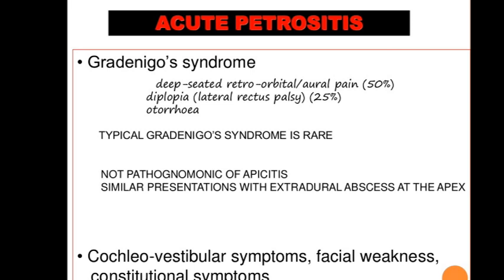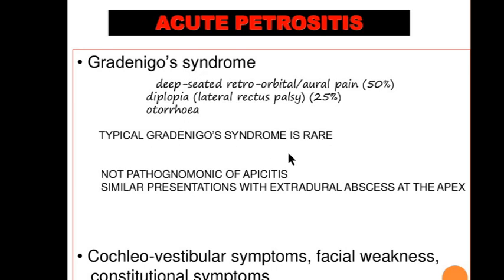Second feature, please remember the petrous apex is very closely related with 2 prominent cranial nerves. One is the 6th cranial nerve and one is the 5th cranial nerve. So 6th cranial nerve involvement leads to diplopia or lateral rectus palsy, and 5th cranial nerve involvement will lead to deep-seated retroorbital or ear pain. This is because of the trigeminal nerve involvement. So 6th and 5th cranial nerve involvement and otorrhea, 3 things together known as Gradenigo syndrome.